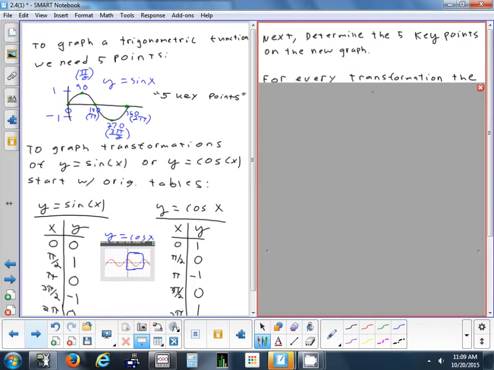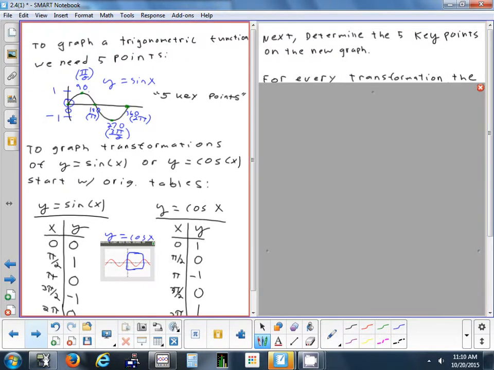All right, so once we know where the graph is going to start, we've got to figure out where do these 5 key points, all the things I just circled, where do they move to when we transform it? Okay, did they move up? Did they move down? Did they move left? Okay, what happened?